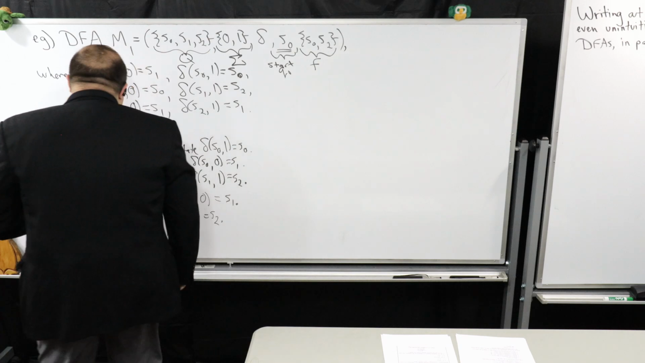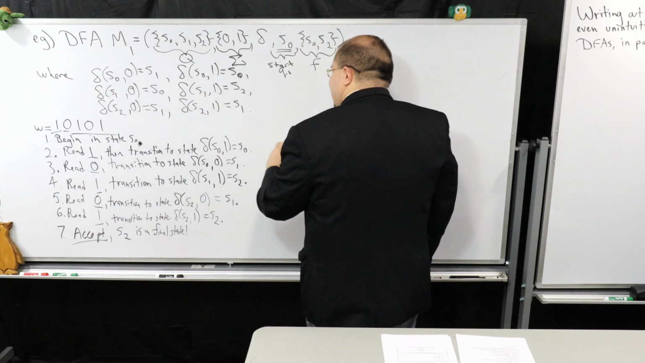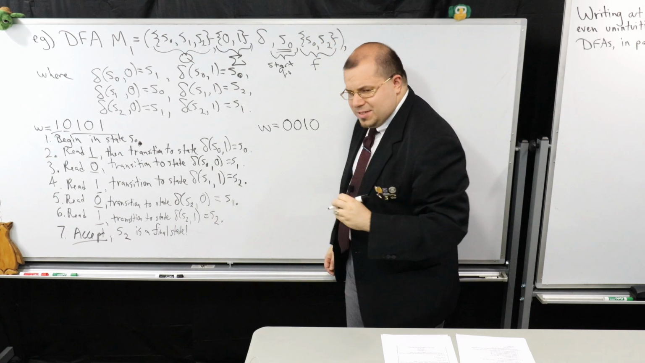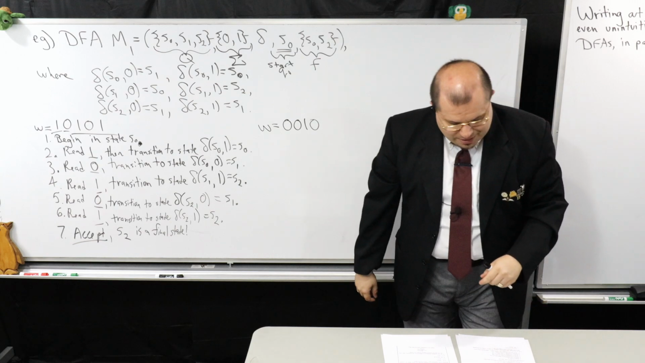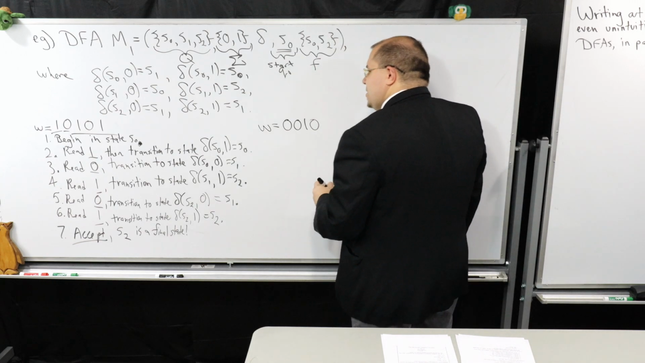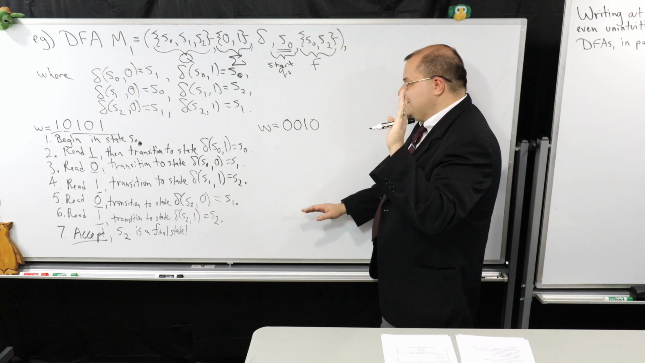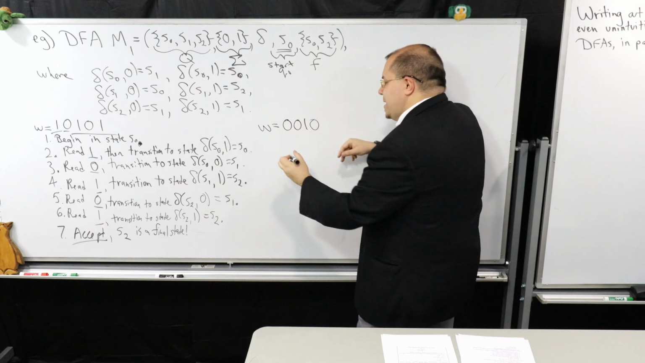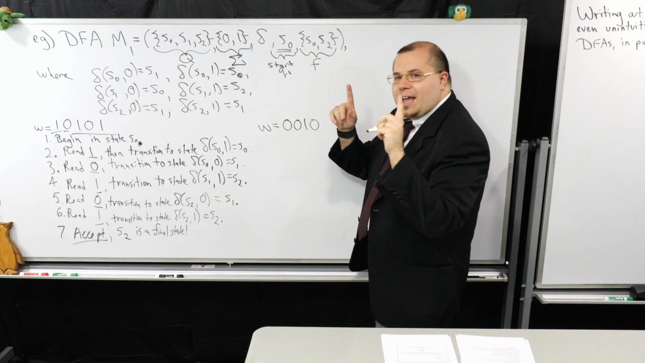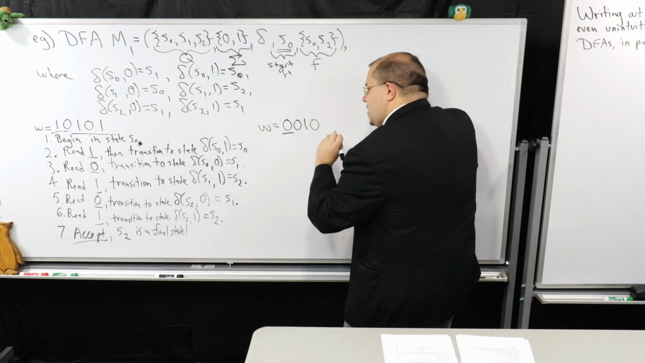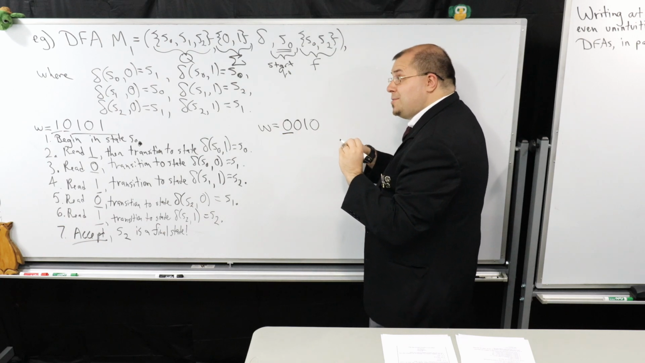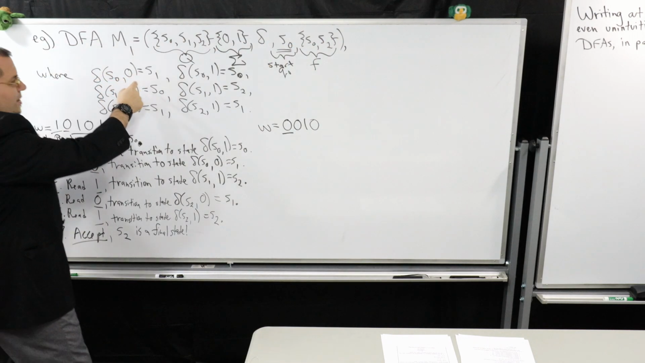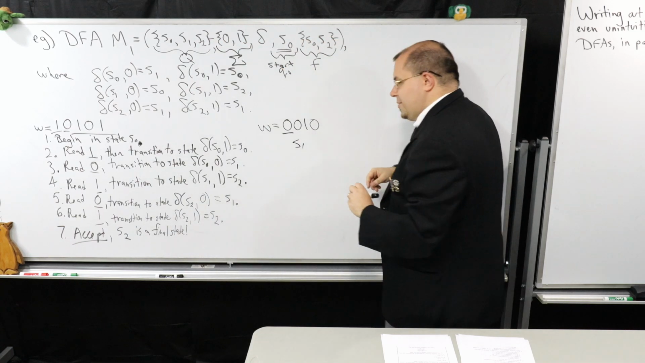I want to do one quick other one, just because the one I gave you is in fact accepting. So imagine I give you 0010. Okay, let's go there. Just to make sure we're clear with everything, I'm not going to write any steps here. We're going to walk through it together. So I start off in what state? I start in S0, right? I start in S0. I read the 0, and I go to S1, so my current state is S1, right?